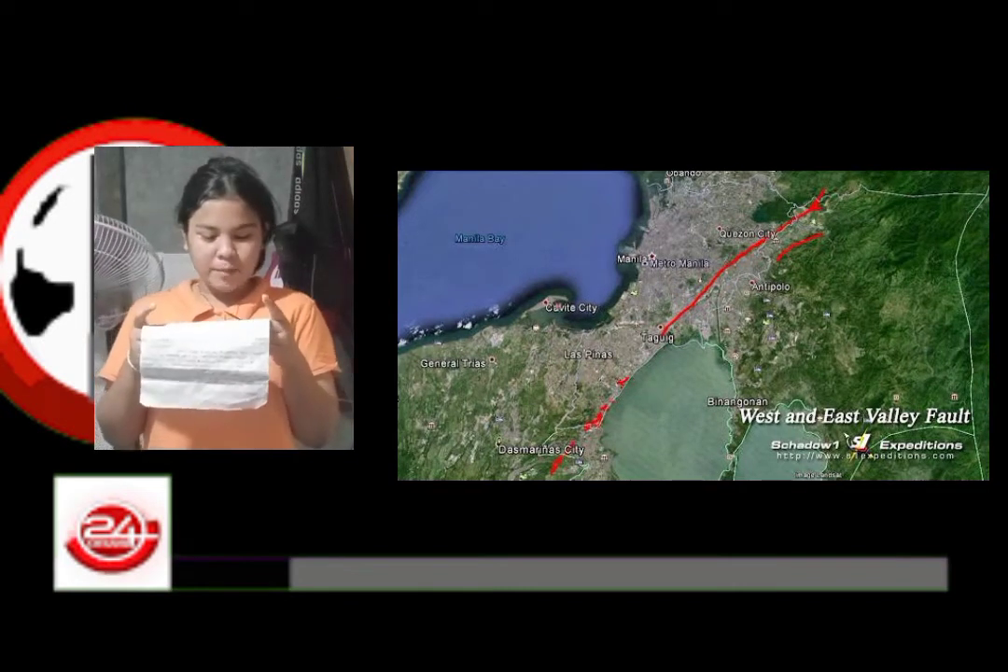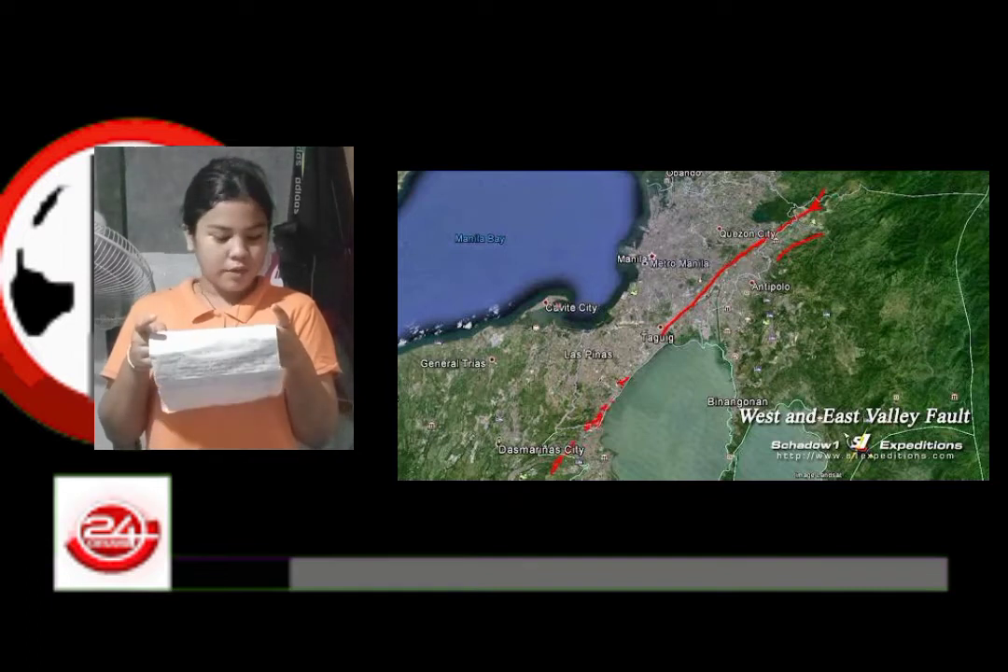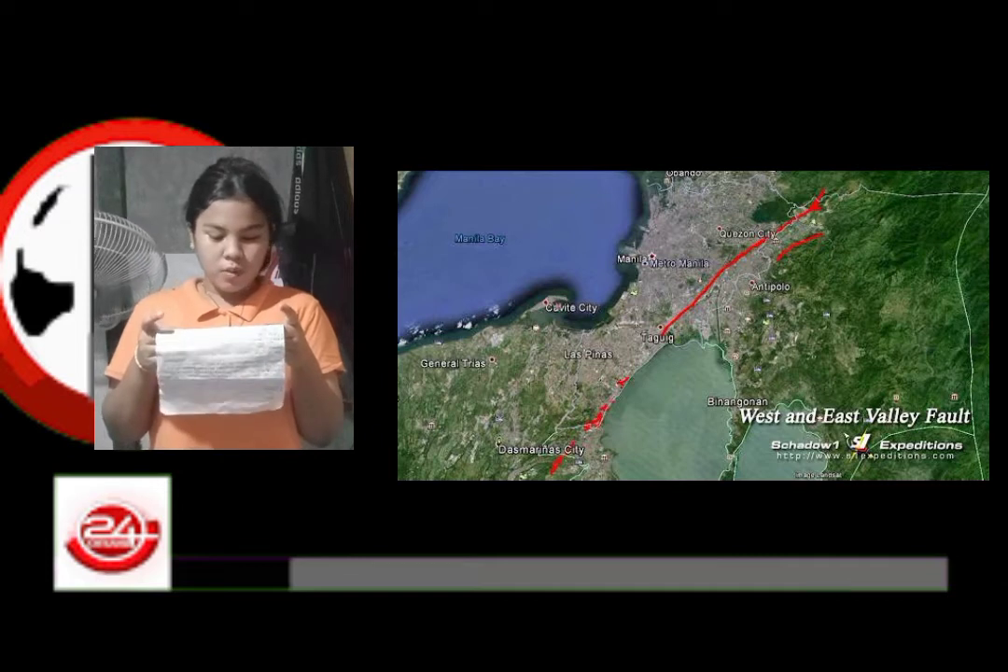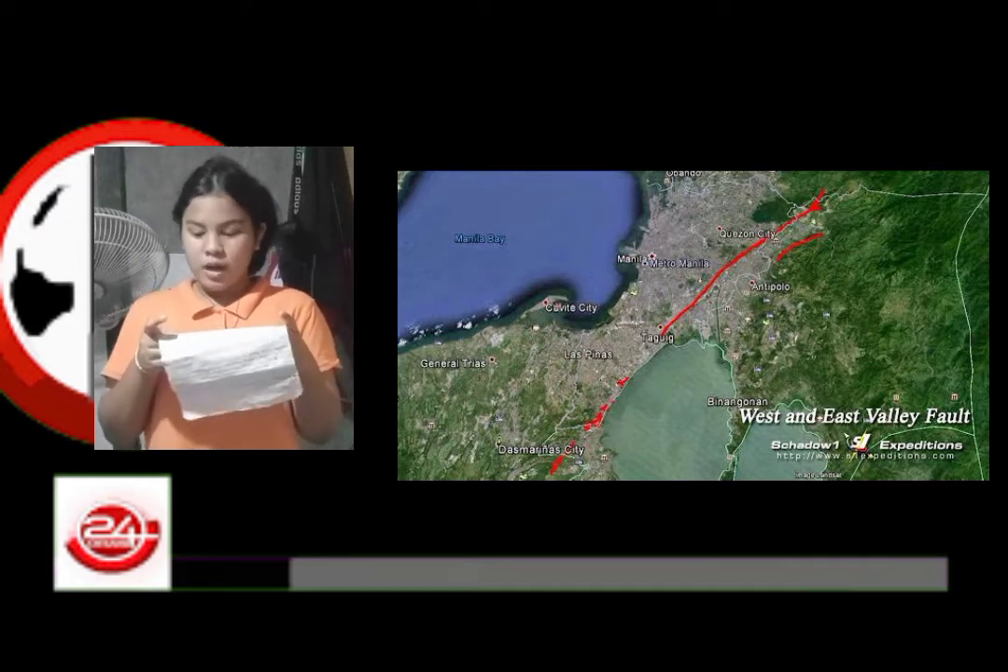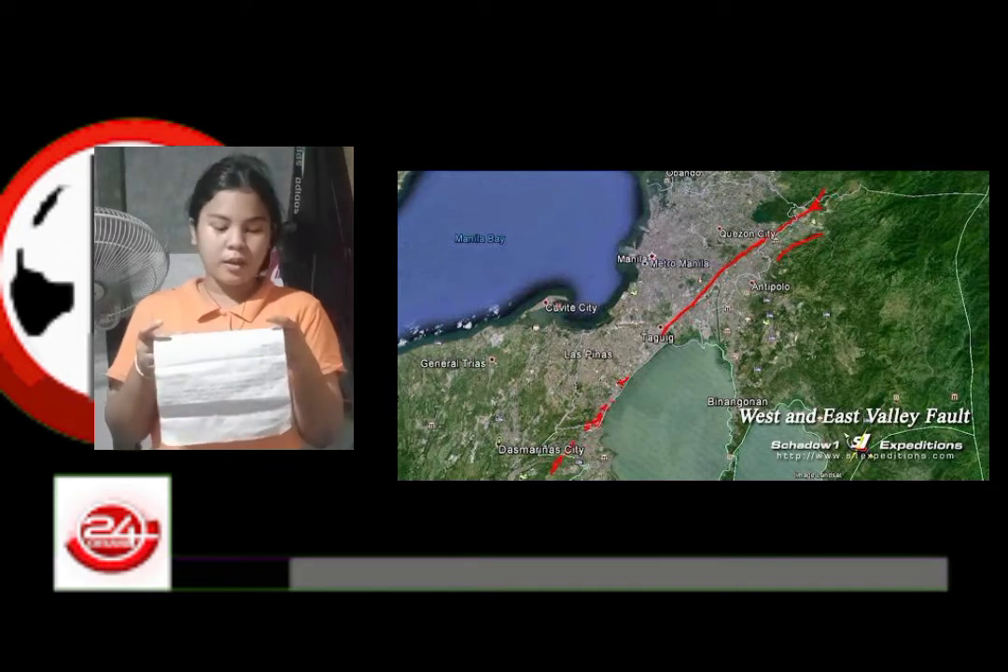Active fault line number 3, Eastern Philippines Fault Lines. In the same way that the Western Philippines Fault was discovered under the ground, so was the Eastern Philippines Fault. These active faults can be found in the Philippine Sea.